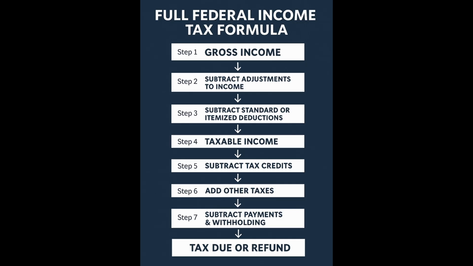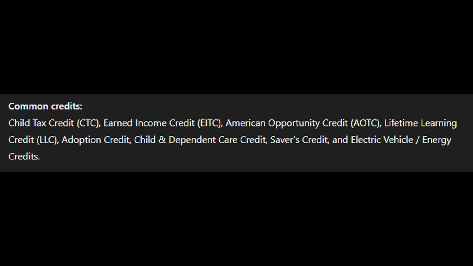Step 5. Subtract tax credits. Credits reduce your tax dollar for dollar. Non-refundable credits can't reduce tax below zero, but refundable ones can. Here's the list of some common tax credits.